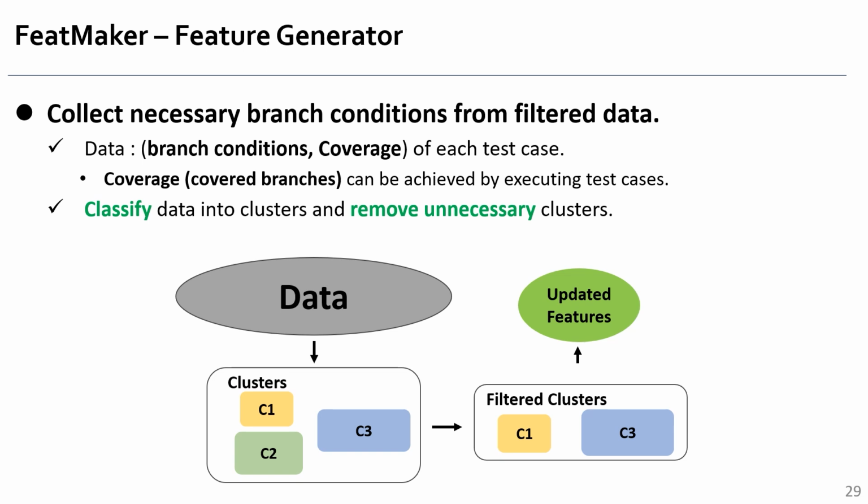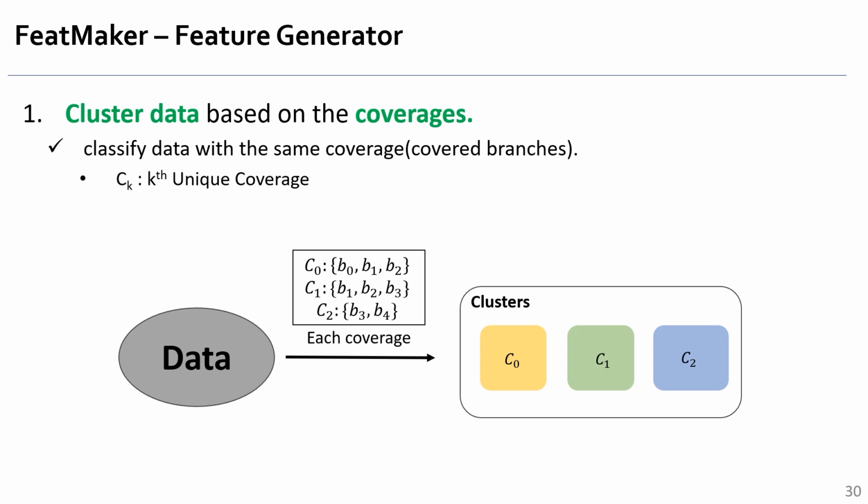FeatMaker collects branch conditions from filtered data to maintain a reasonable number of state features. The data contains branch conditions and coverage of each test case. Coverage means the set of covered branches, and it can be obtained by executing each test case. So to filter this data, we clustered it and removed unnecessary clusters. In detail, at first, FeatMaker clusters branch conditions based on their coverage. Let's assume that the total data has been classified into 3 clusters based on 3 unique coverages C0, C1, C2.